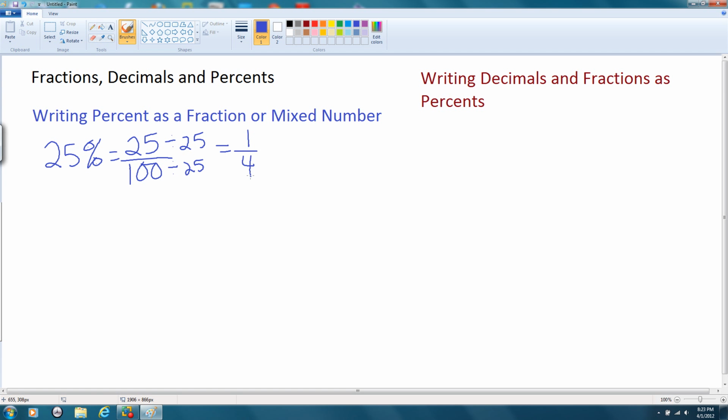Let's say I have, instead of 25%, 125%. Well, that's going to be 125 over 100. This is a percent, by the way. And I can divide top and bottom there by 25, and I'm going to get 5 over 4 as an improper fraction, or as a mixed number, 1 and 1/4.